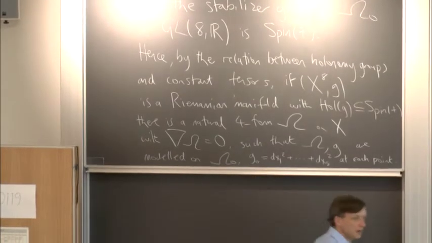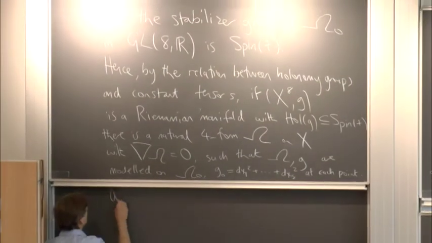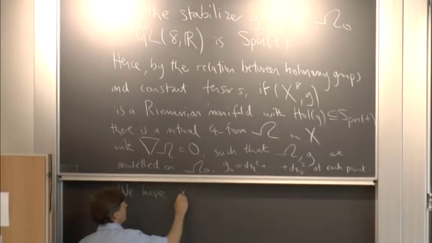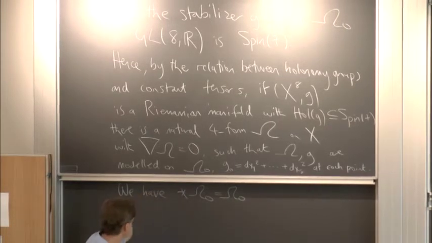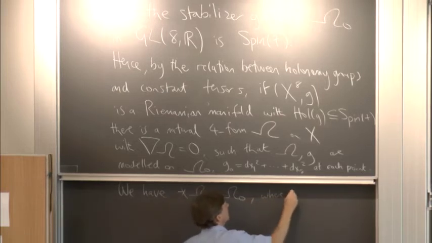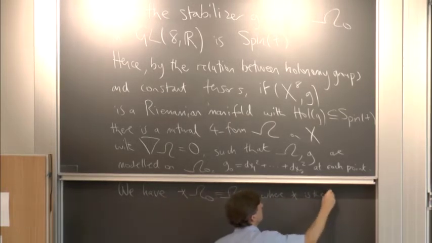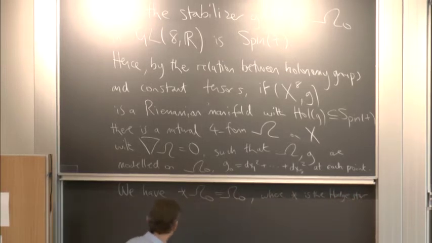Okay, so in the 7-dimensional case, we had one 3-form phi, and then we took its Hodge dual to get another 4-form star phi. In this case, we have star of omega 0 is equal to omega 0 with our standard orientation, so it's self-dual, where star is the Hodge star. So you can't make another Spin(7) invariant form from that.